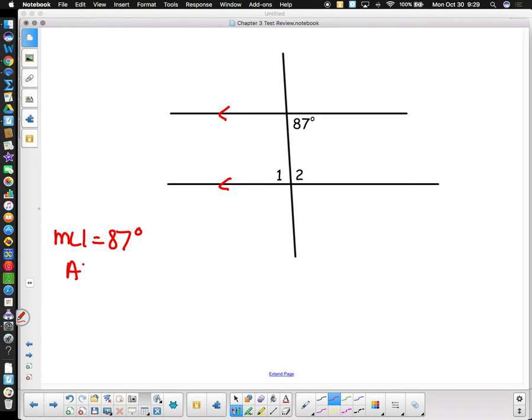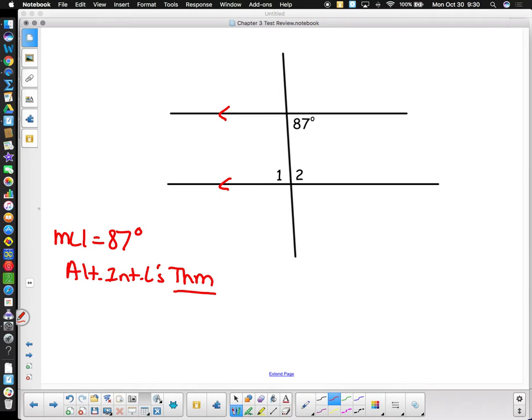Alternate interior, so alternate interior angles theorem. Okay? So again, if this is a 3-point problem, you get 1 point for the 87 degrees, 1 point for identifying the angle pair as alternate interior. And the last point is because you're identifying using the theorem, not the converse, but the theorem that we're using. It's not the definition, it's not the converse, it's the theorem.